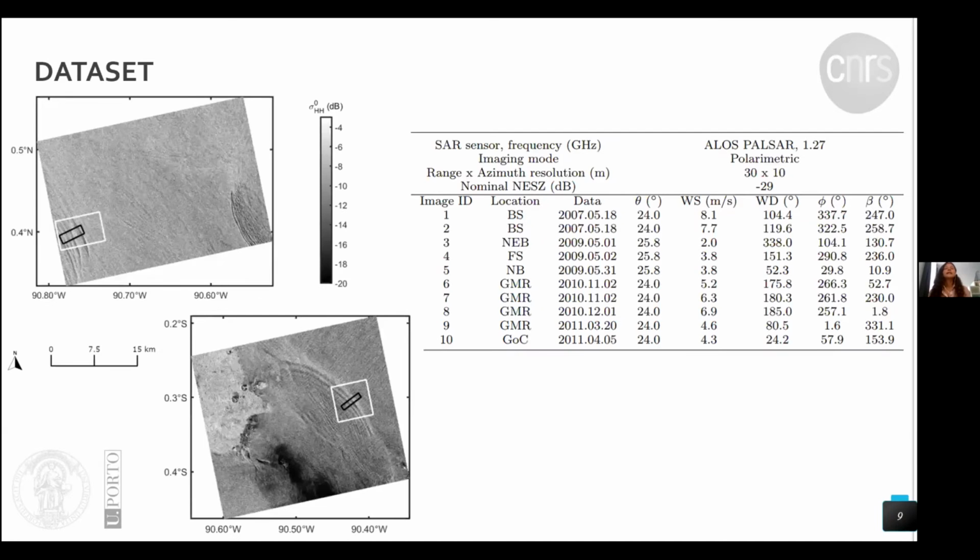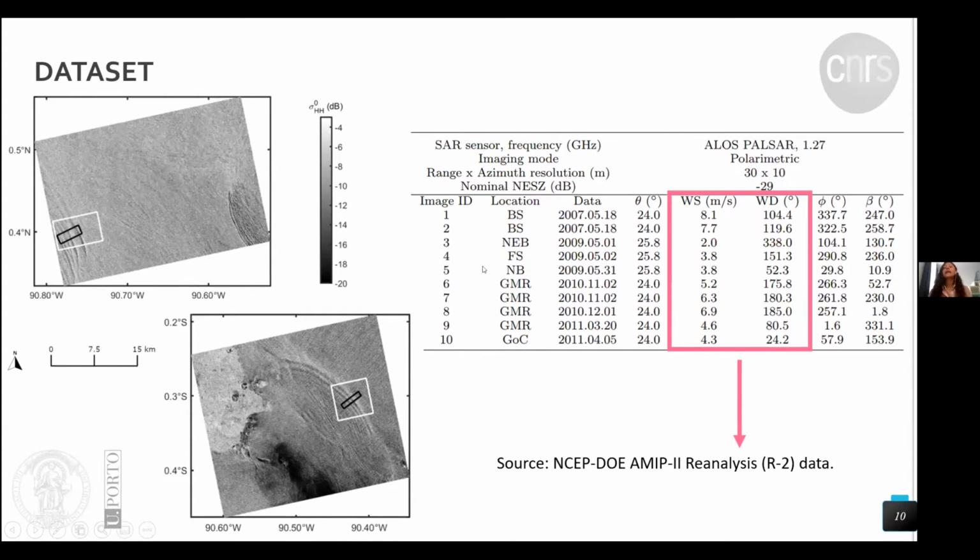Our data set is composed of 10 L-band ALOS PALSAR images acquired in a polarimetric mode, and all images were acquired in places where the presence of internal waves is well known in the literature, for example, in the Galapagos Islands and in the Flores Sea. The wind information was extracted using the reanalysis data from the NCEP model.